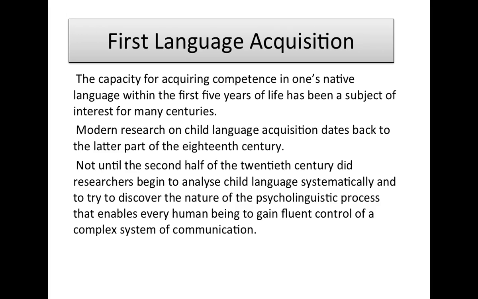Great. So these are some notes about first language acquisition in terms of its history. The capacity for acquiring competence in one's native language within the first 5 years of life has been the subject of interest for many centuries. The modern research on child language acquisition dates back to the latter part of the 18th century. Not until the second half of the 20th century did researchers begin to analyze child language systematically and to try to discover the nature of the psycholinguistic process that enables every human being to gain fluent control of a complex system of communication. This is just some notions about the history of first language acquisition.